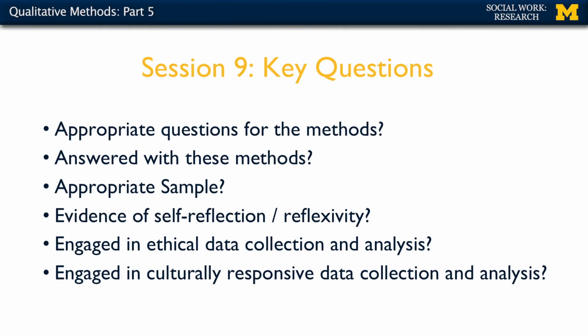So some key questions that you're going to want to ask when you read any sort of article that has qualitative research. One, are the research questions appropriate for the qualitative methods? So if the person who's doing the research wants to know how many people experience cancer disparities, you're not going to get that from qualitative research. That's a quantitative research question. So you want to make sure that the research method matches the question.